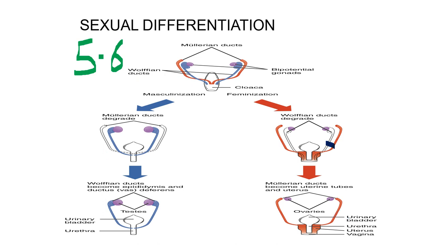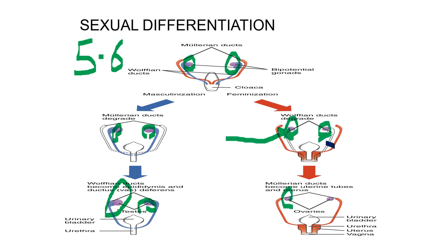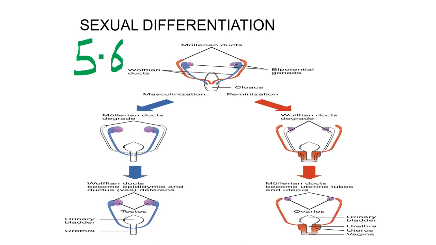Notice in this picture with the inability to differentiate, this purple structure right here, that's the gonad. Notice down here, this purple structure with the guy eventually becomes the testes. Same thing here though with the female, the purple structures become the ovaries. So what this is showing you is a whole bunch of analogous structures. The stuff that's formed in the male is essentially a lot of times the same tissue that's formed in the female.